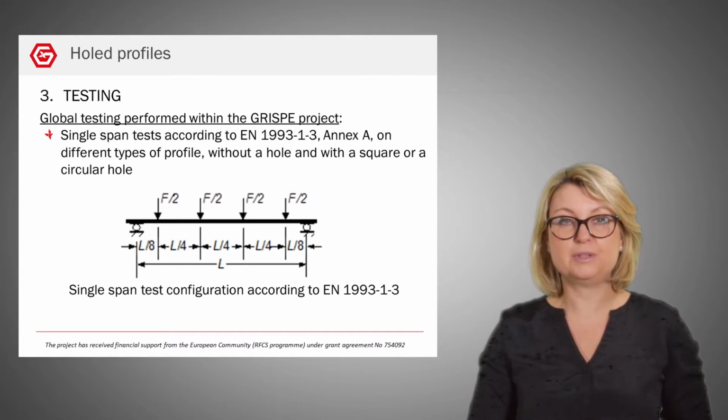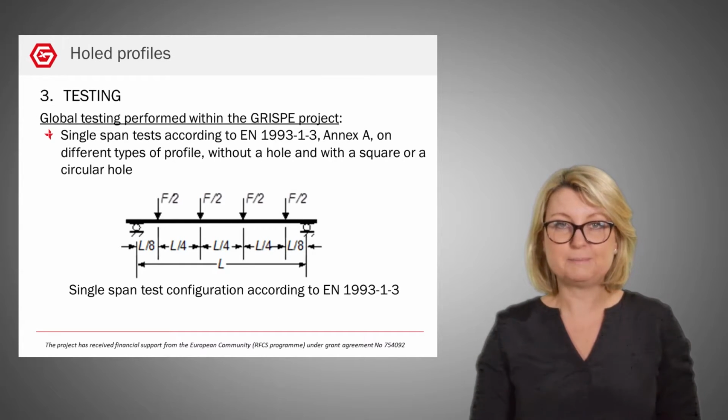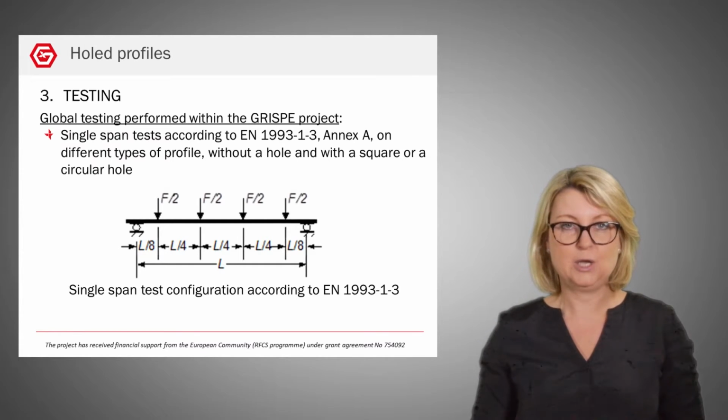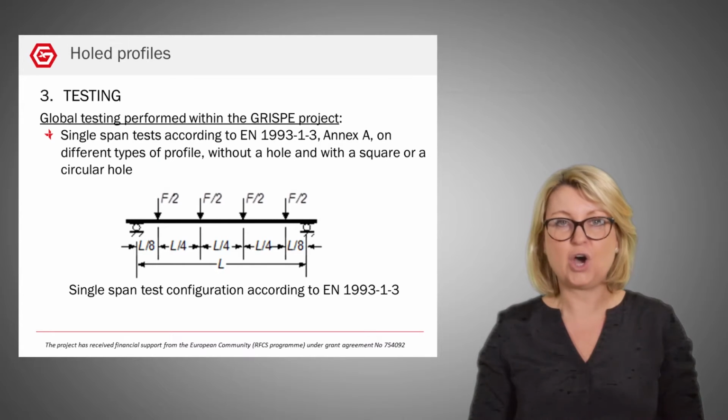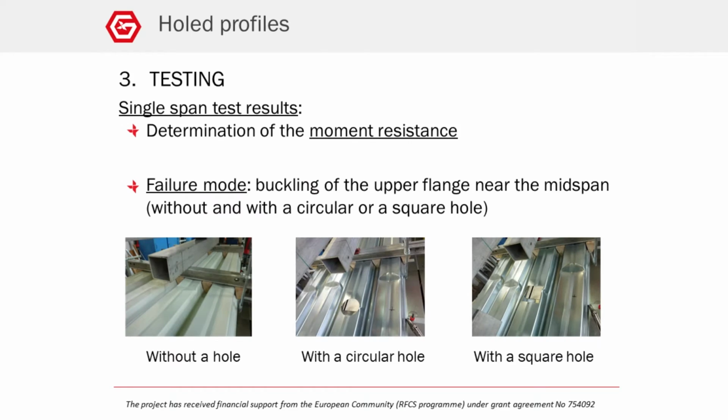The tests performed within the GRISP project were single-span tests as defined in Annex A of the Eurocode 3 Part 1-3. We can see the configuration on the picture. Here we can see the pictures taken during the testing. On the left we have a profile without a hole, in the middle a profile with a circular hole, and on the right a profile with a square hole. The observed failure mode for all the profiles was a local buckling of the upper flange near the midspan.